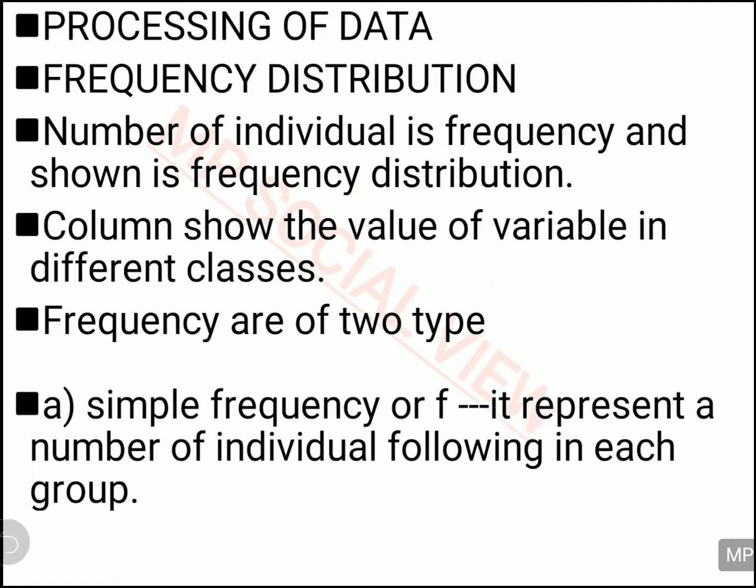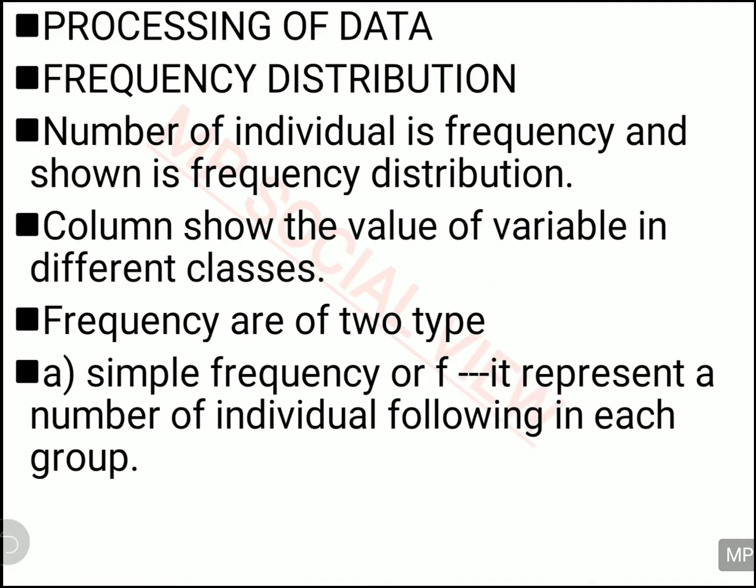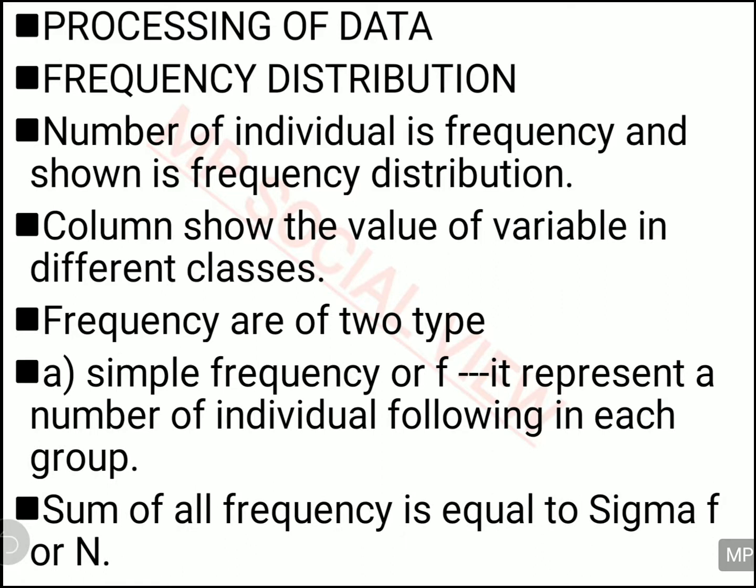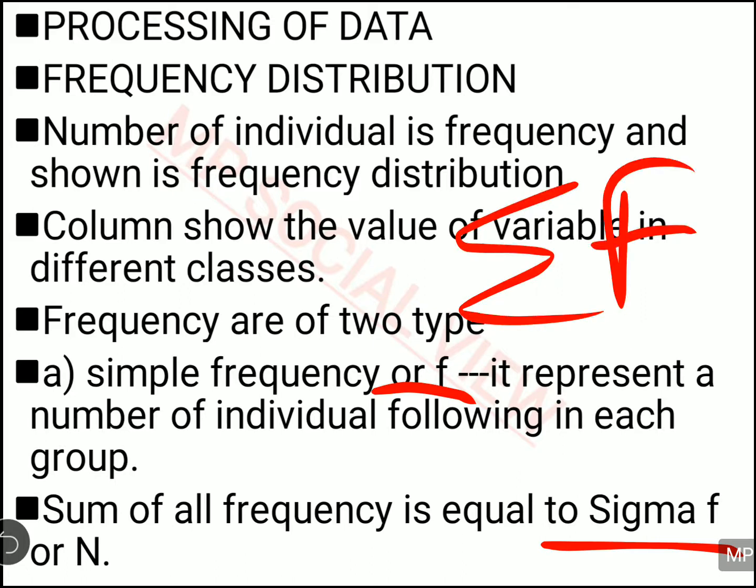And frequency is actually of two types. One is simple frequency and one is cumulative frequency. So first we will discuss what is simple frequency. Simple frequency is the same as what I am telling you. It is the number of individuals in each class. So that is simple frequency, which is denoted by F. And when you make a sum total of all the frequencies of different classes, you get sigma F. When you add all the frequencies of different classes, you get sigma F, or you get N. Right, sigma F is equal to N.